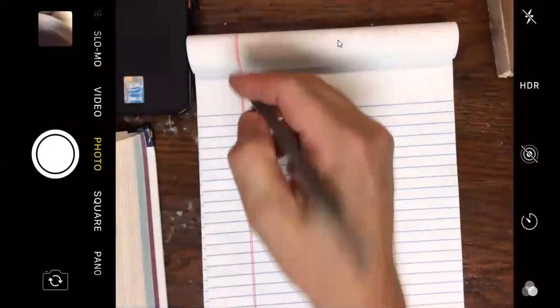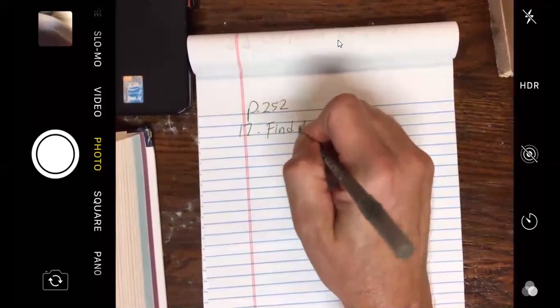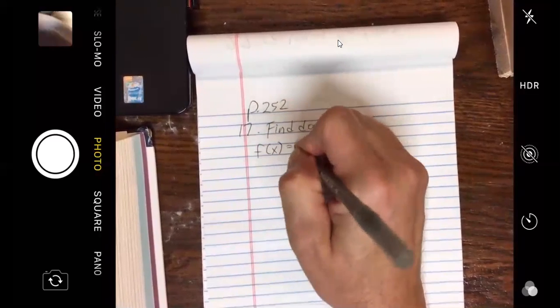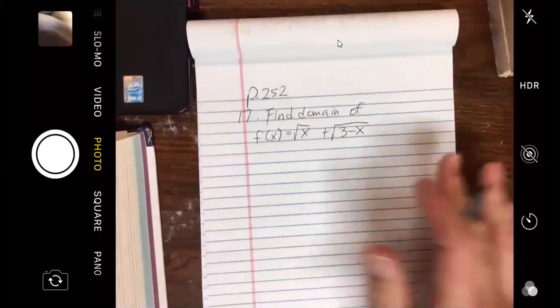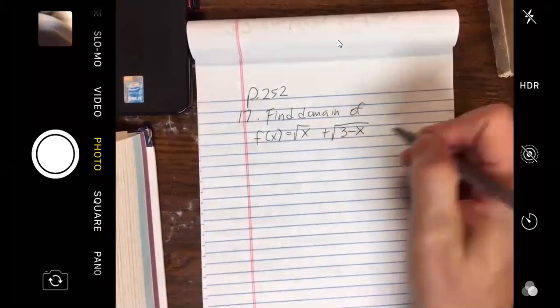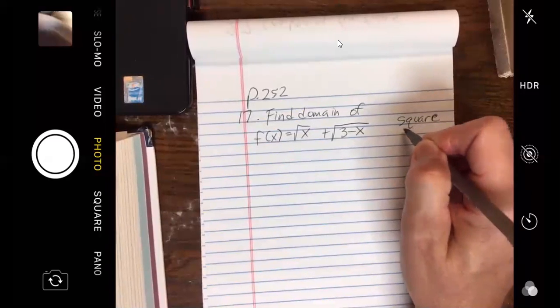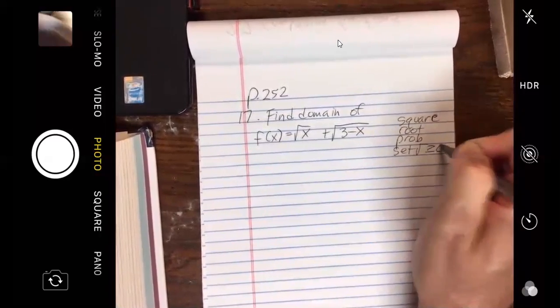All right. Why don't we try a simple domain? I don't know if it's simple, but a straight domain problem like 17. Page 252, 17. Find domain of f of x, square root of x, add square root of 3 minus x. Right, well, both of these are square roots, you've got a square root problem. You set your square root radicand greater than or equal to 0 because they're on top.